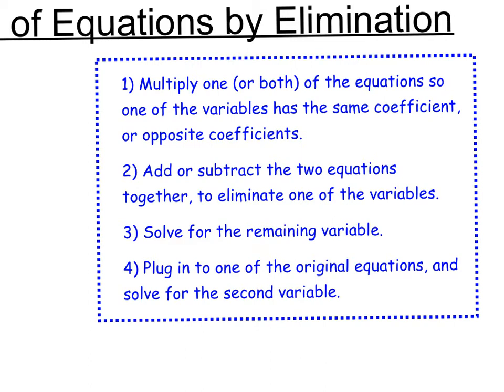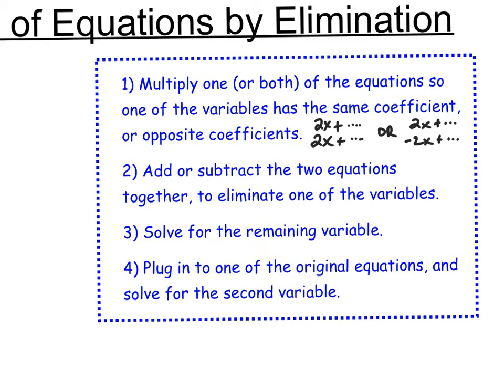So one of the variables has the same coefficient or opposite coefficient. What I mean by that is maybe we'll have two equations where the first one has a 2x and the other one has a 2x plus some stuff, and those are the same coefficients. Or you might have 2x and negative 2x plus some stuff. Then they're opposite coefficients, the same coefficient but just opposite signs.